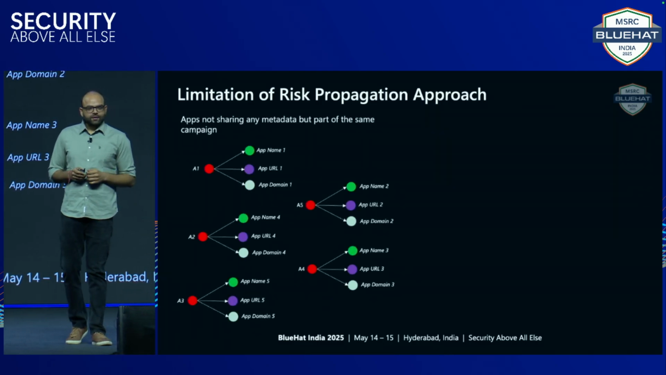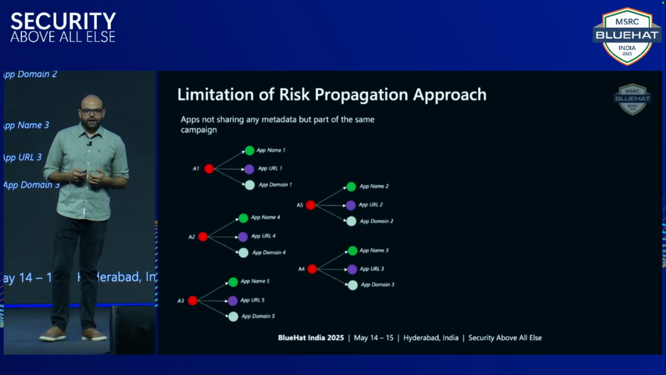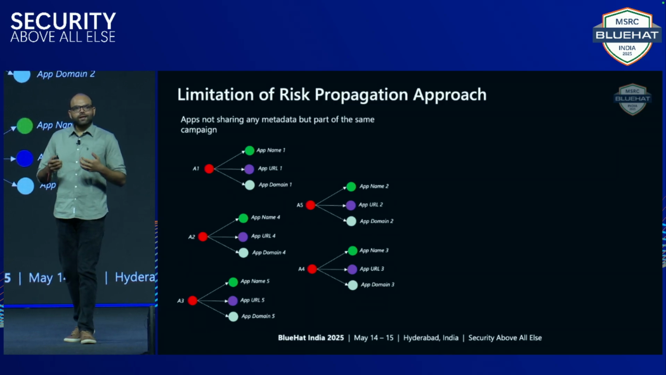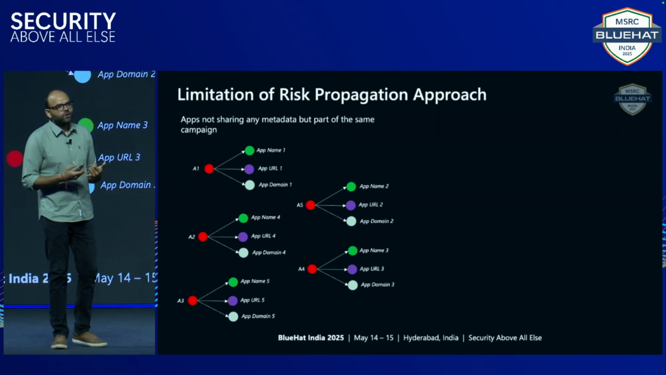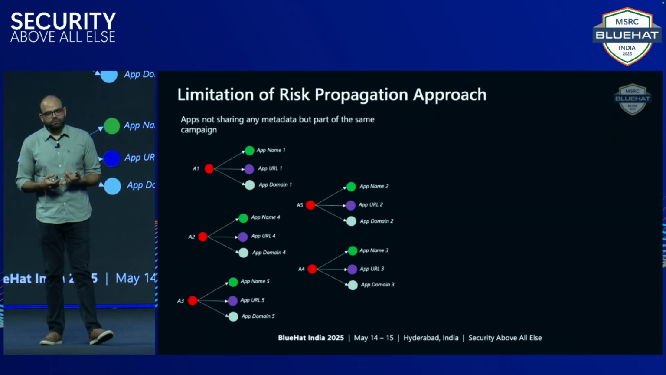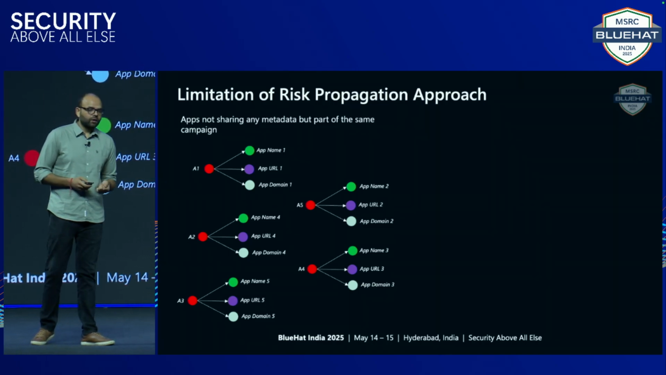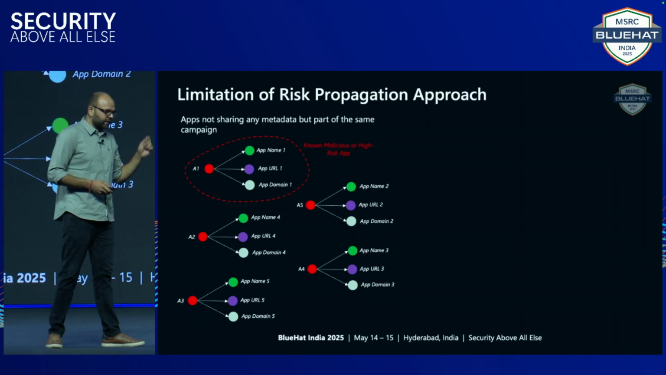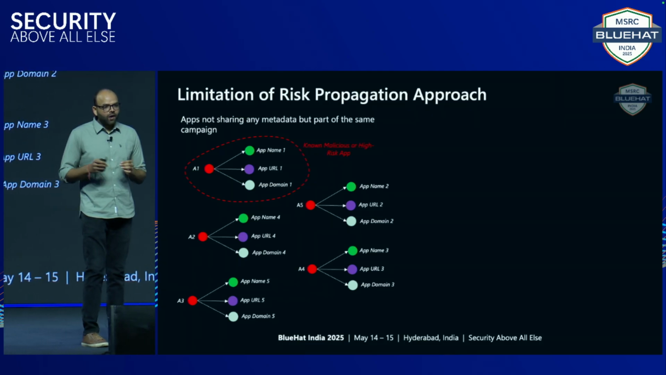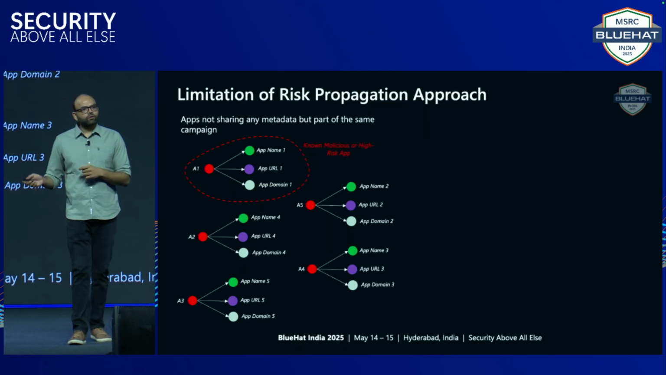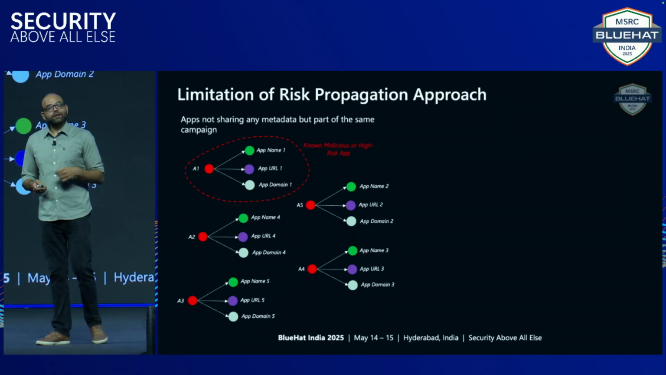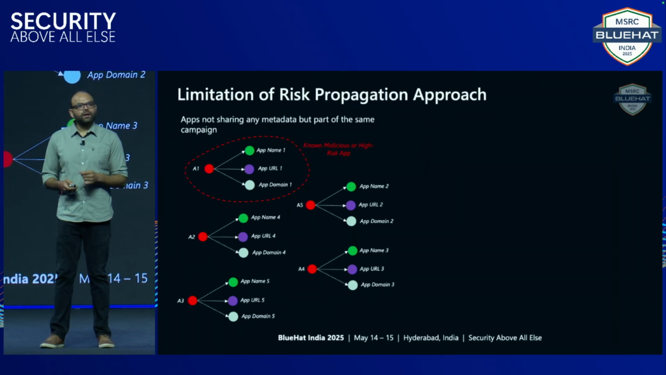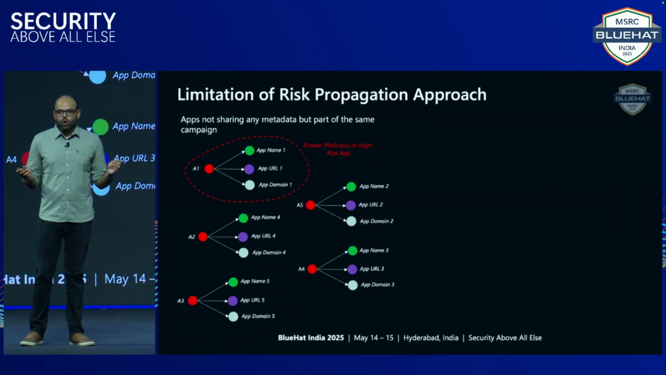This is one example from a real-world attack where the attacker created multiple applications in such a way that the name, URL, and domain of these applications were entirely different. So even if I know that A1 is bad, I cannot connect that application with the remaining 4. In that case, even if the risk propagation is applied, it will always remain isolated because there are no common properties between these applications.